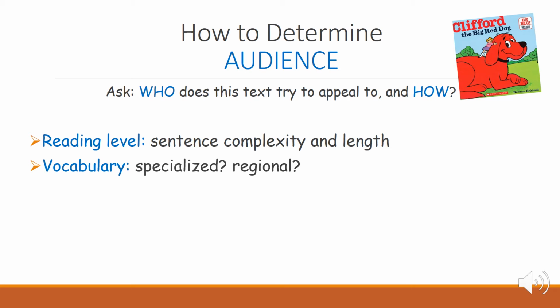Think about vocabulary. Is it specialized so that only people who work or research in a certain field would understand what those terms mean? Or maybe it uses specialized vocabulary, but it explains what the terms mean so that even outsiders or non-professionals can get it. Then it's probably more for a general audience. Are there regional expressions or slang that only people in a certain place or age group would get? Those give you clues about who the text is for.